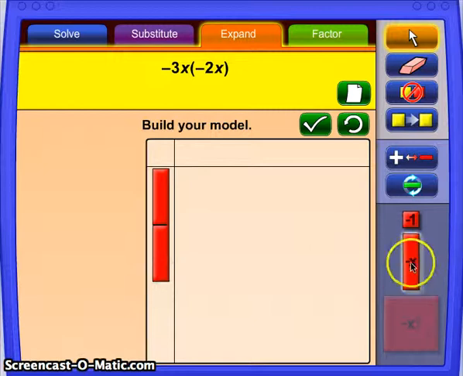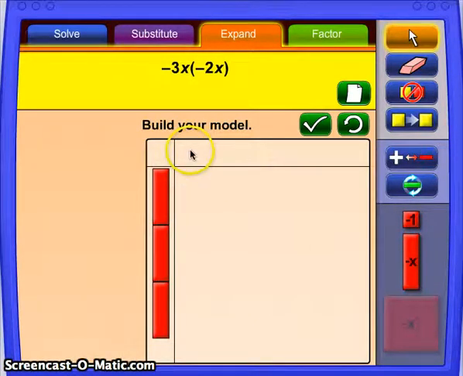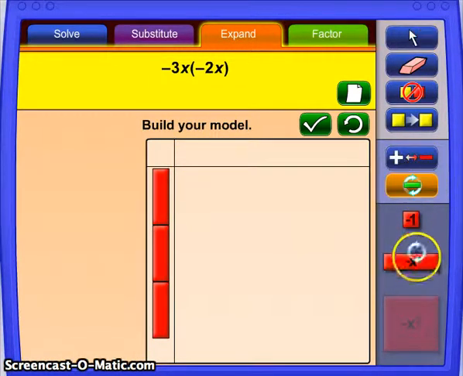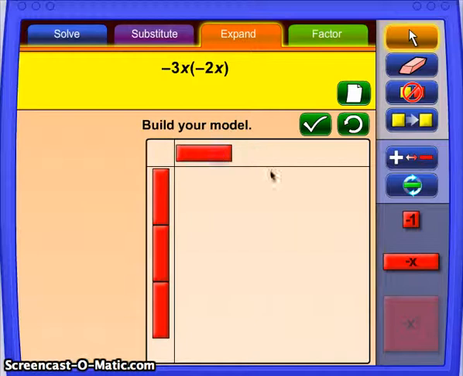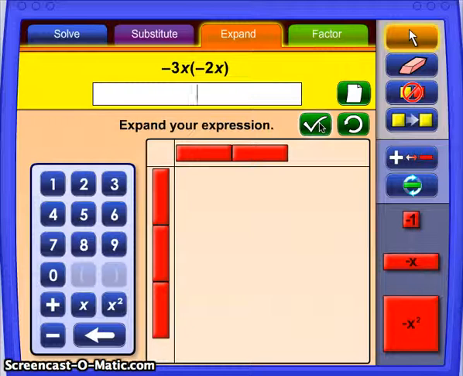So I'm going to build 3 negative x's. And on the other side, we have -2x. So I'm going to flip it again so it could fit into our space. And then I'm going to check, and it's correct. So now we're expanding our expression.